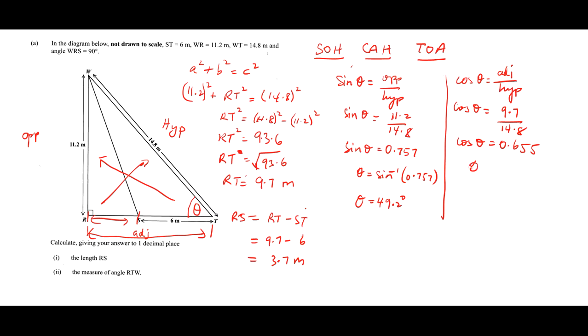Therefore theta is equal to second function cos of 0.655, and we get 49.0. Right, so approximately the same thing. The reason why we got a difference in answer is that for the adjacent we had rounded it to 1 decimal place. So we can use sine or cosine and we get the same answer. Right, so let's move on to the next part.